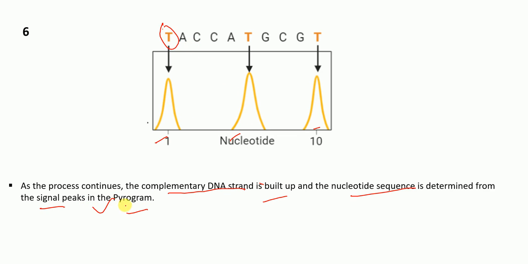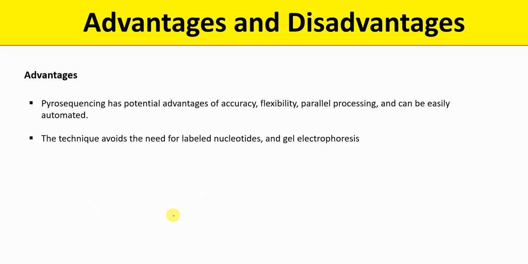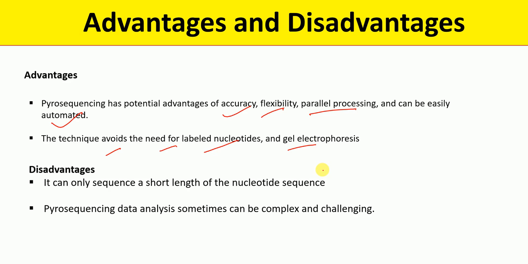So then what are the advantages and disadvantages of pyrosequencing method? Pyrosequencing has a lot of advantages. The advantages include this is an accurate method, flexibility with this method, and parallel processing, and it can easily be automated. And the pyrosequencing technique avoids the need for labeled nucleotides and gel electrophoresis. The disadvantages are it can only sequence a short length of the nucleotide sequence, approximately 100 bases. And pyrosequencing data analysis sometimes can be complex and quite challenging.